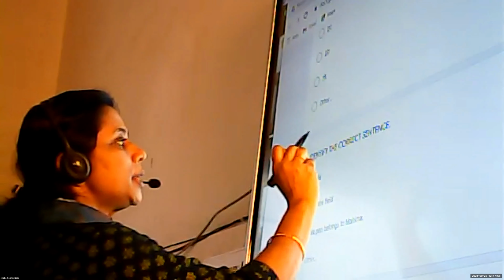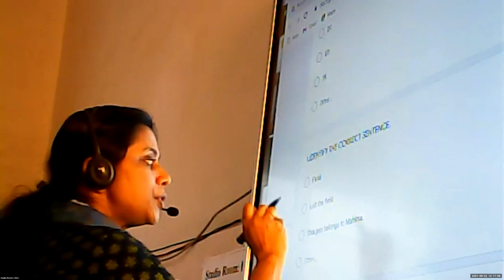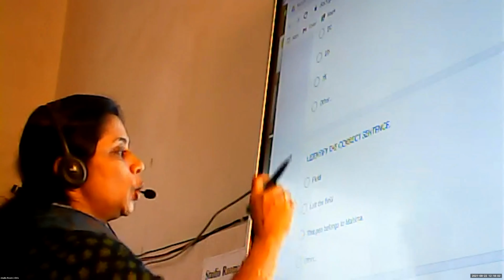Ma'am, can you read from first question? First question you want me to read for you? The first question is, You have to identify the correct sentence. Left the field. This pen belongs to Mahima. Whichever is the correct sentence here, click on it. Okay.